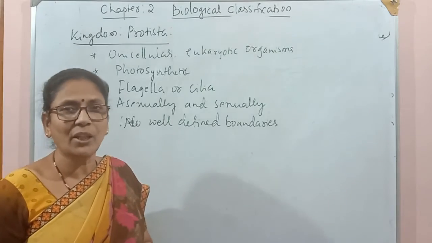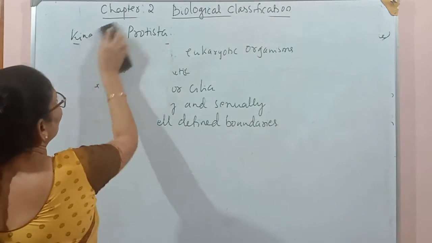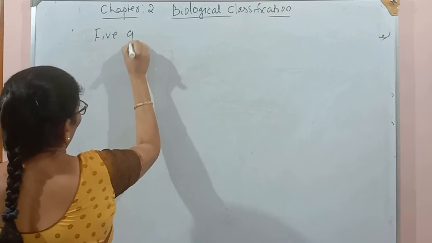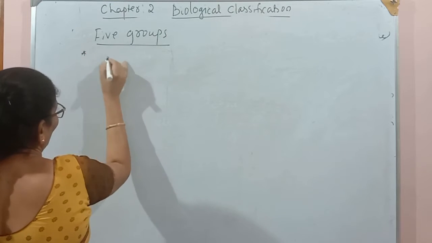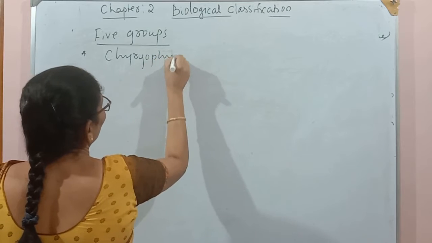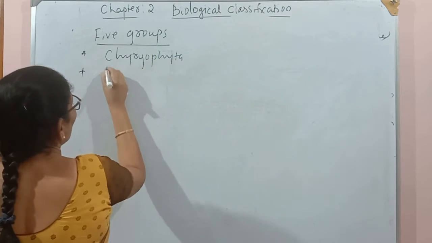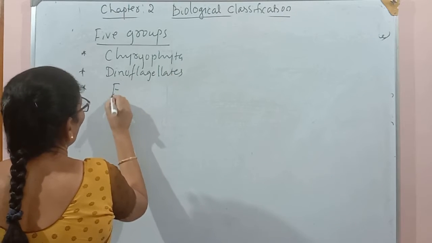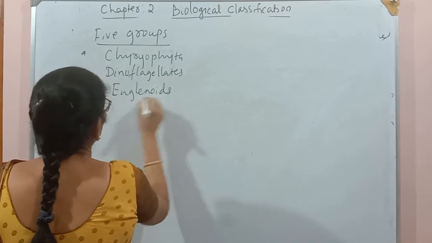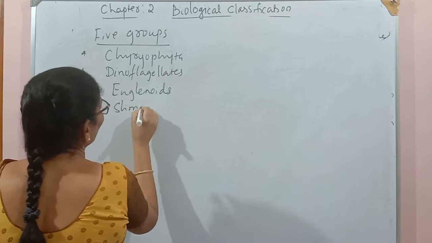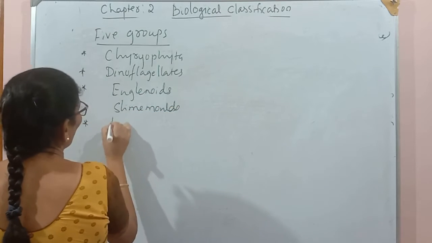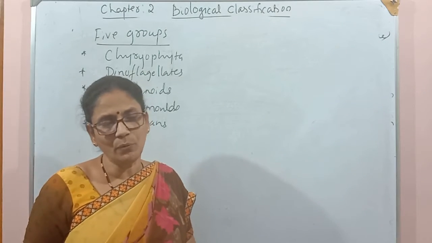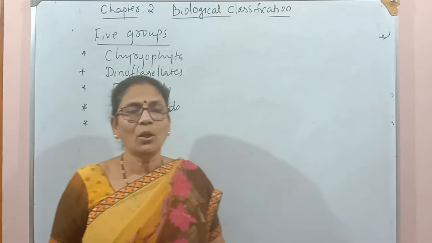This kingdom is divided into 5 groups. First one is Chrysophyta. Second one is dinoflagellates. Third one is Euglenoids. Fourth one is slime molds. And fifth one is protozoans. So these are the 5 groups that come under the kingdom Protista. Now we'll discuss them in detail one by one.